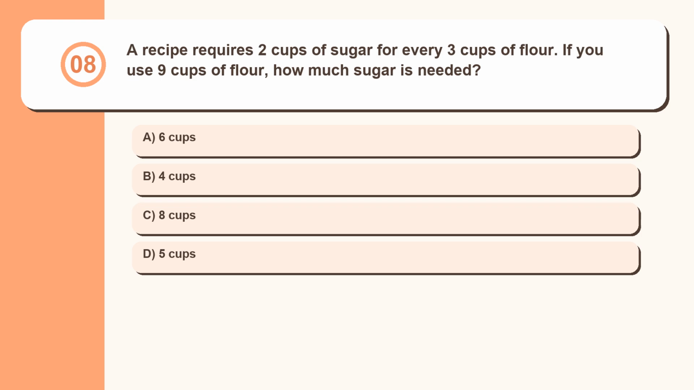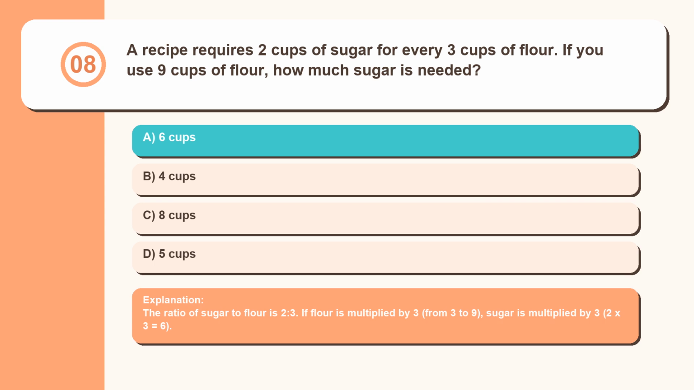Question 8. A recipe requires 2 cups of sugar for every 3 cups of flour. If you use 9 cups of flour, how much sugar is needed? 6 cups, 4 cups, 8 cups, 5 cups. The ratio of sugar to flour is 2 to 3. If flour is multiplied by 3, from 3 to 9, sugar is multiplied by 3: 2 x 3 equals 6.